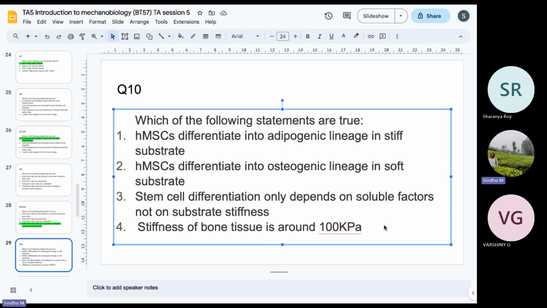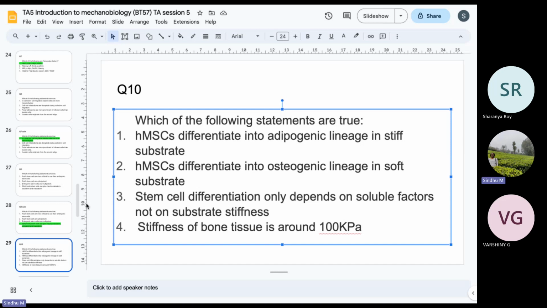So earlier, people were thinking that stem cell differentiation only depends on the chemical signals. But later in mechanobiology, people have shown that it depends on the substrate stiffness as well. So stem cell differentiation depends on both the soluble or chemical factors that are present, as well as the substrate stiffness.